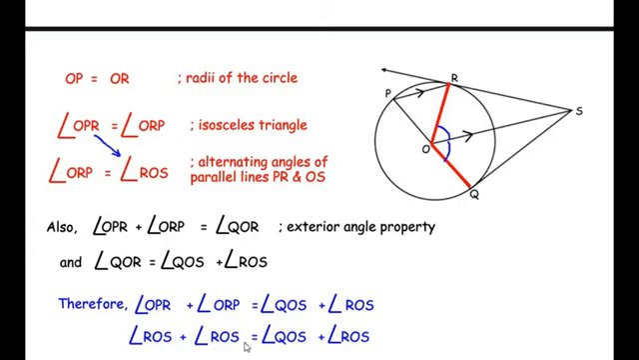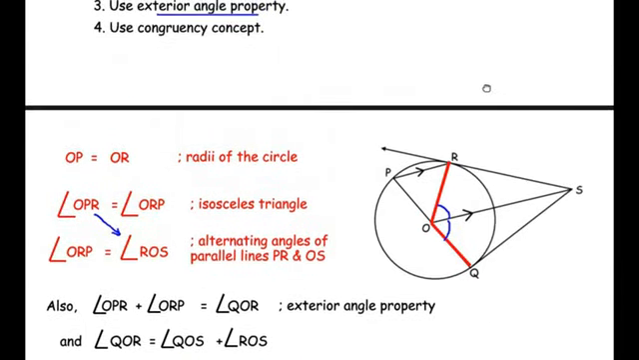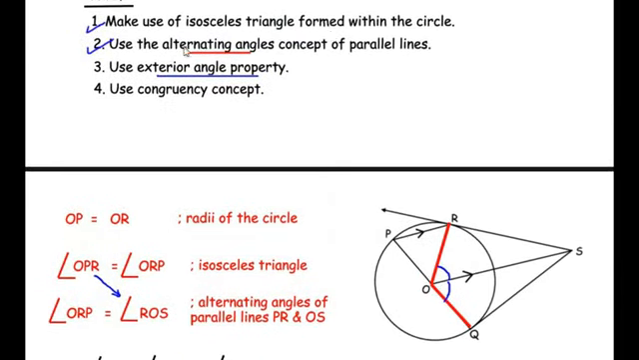put again ROS, equal to, the right hand side stays the same, QOS plus ROS. Now we can subtract one ROS and one ROS from both sides of the equal to sign, and we are left with angle ROS equal to angle QOS, and let us consider this equation as equation 1. So till this point we have made use of the three concepts, that is isosceles triangle, alternating angles and exterior angle property. Now we are going to make use of the last concept, that is the congruency concept.